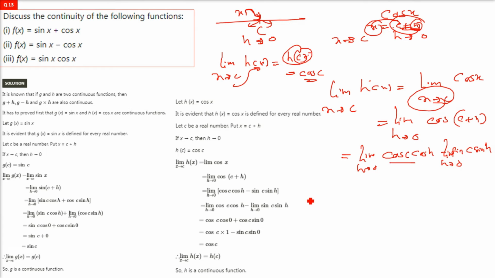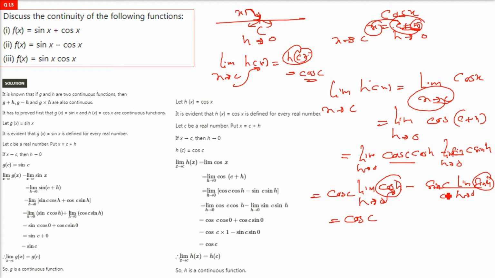So this is cos c, which I am taking outside, limit h tends to 0 of cos h. And then we have minus, again taking the constant sin c outside, limit h tends to 0 of sin h. Now h tends to 0, so cos 0 is what? It's 1. Sin 0 is 0, so the whole term will be 0.